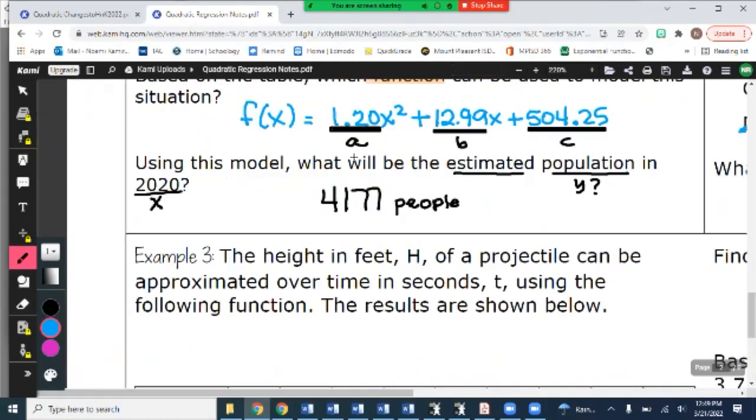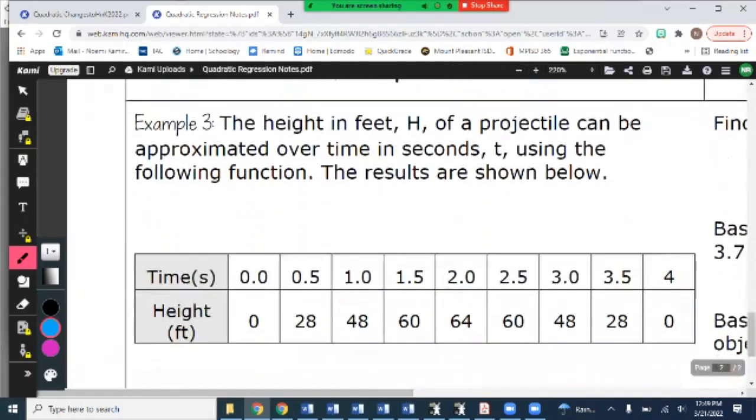Last one. The paragraph above the table does not say quadratic function, but it does say what? Projectile. Projectile is like an object in motion. It's just another word for an object in motion. It's an object in motion.